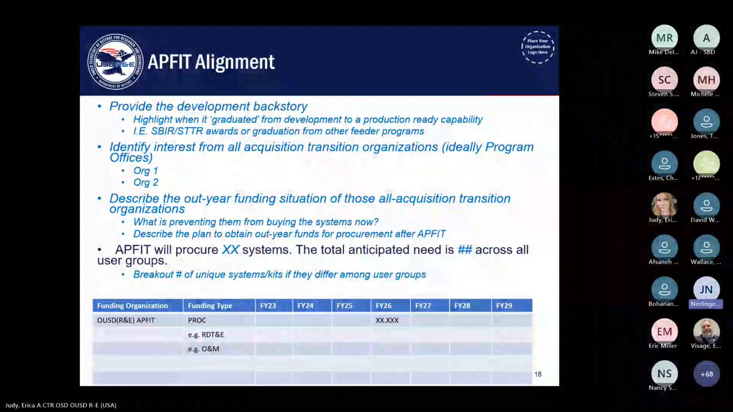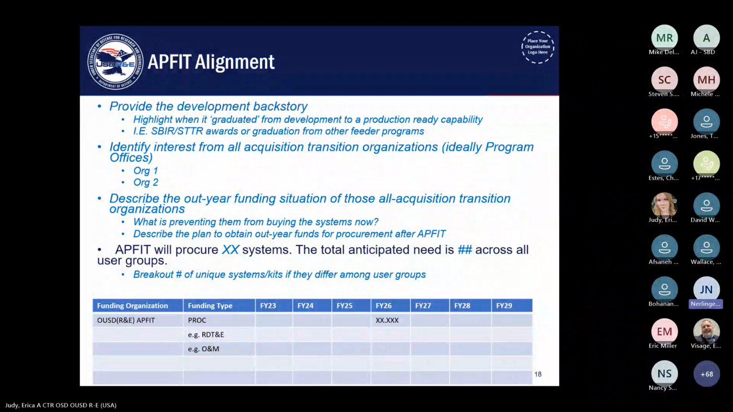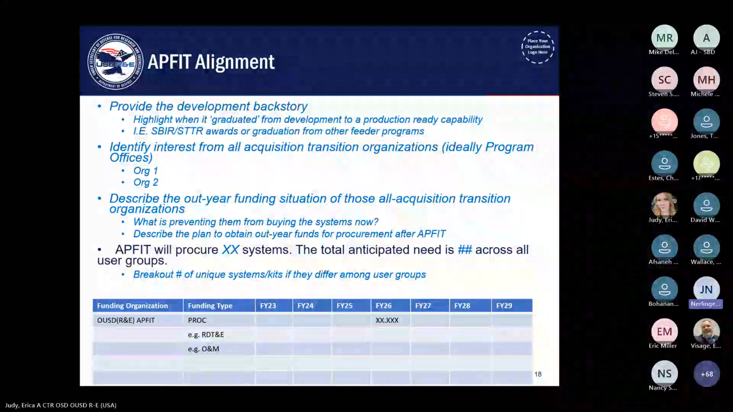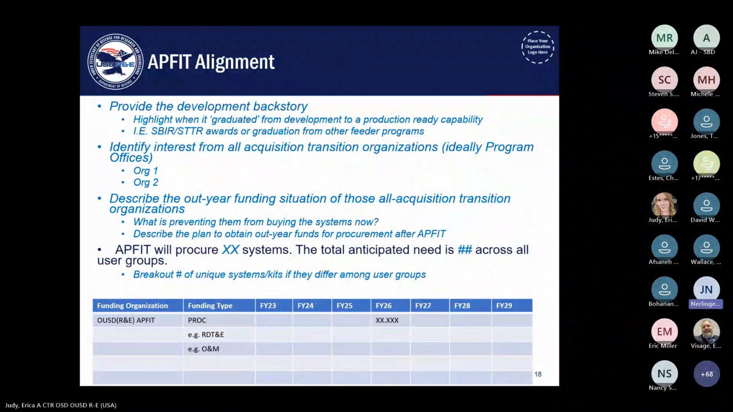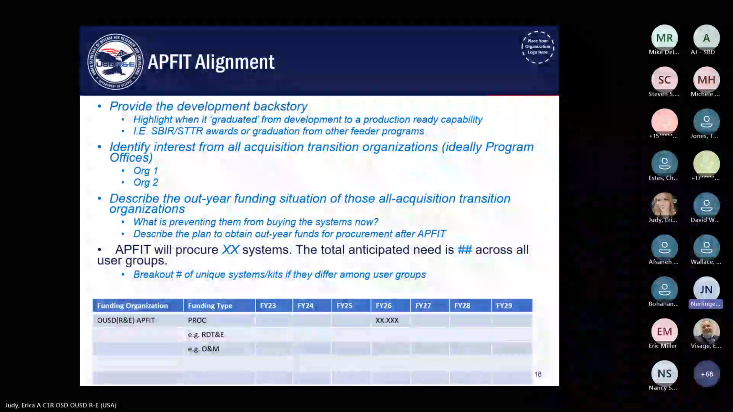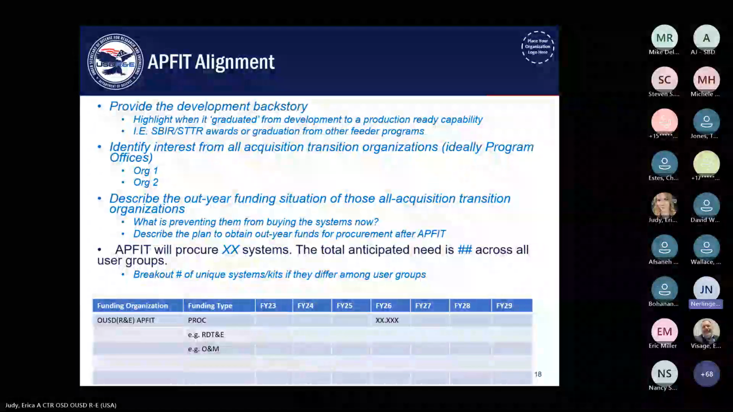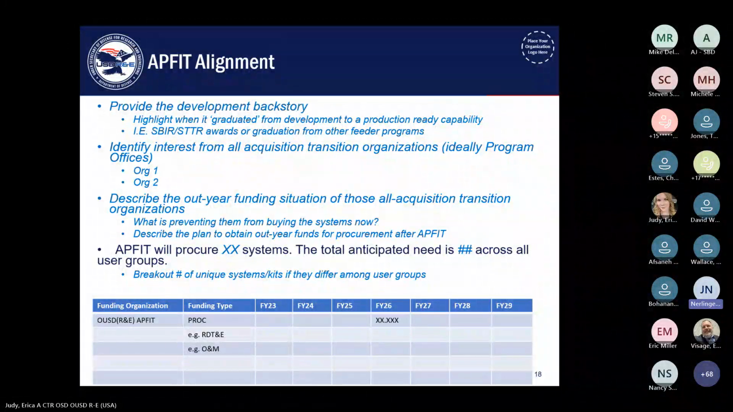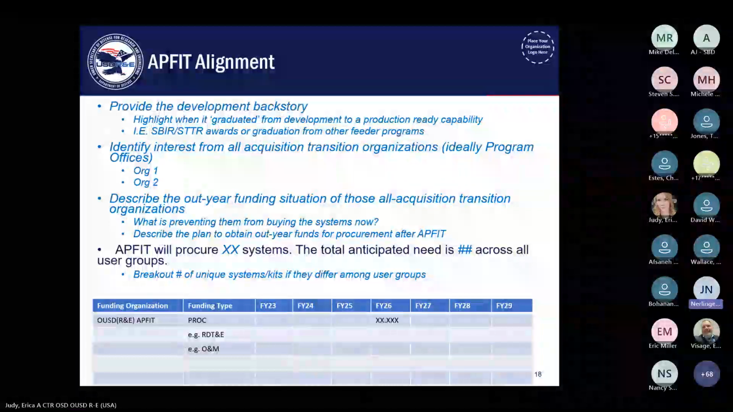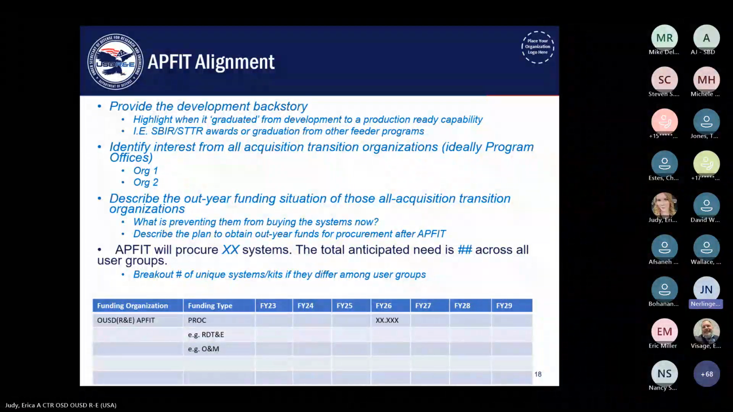Okay, here is what we call the APFIT alignment. This is more or less the business case that we're looking at here. So top bullet there, you're going to want to provide a backstory, right? Did this system go through RDT&E with the DoD or other organizations? Tell us about that. What other RDT&E type awards, such as Cyber, did you receive? And then moving down the slide, identify, again, interest from all the organizations that could potentially transition this product under their auspice. And then moving to the right, temporally describe the out-year funding situation, right?